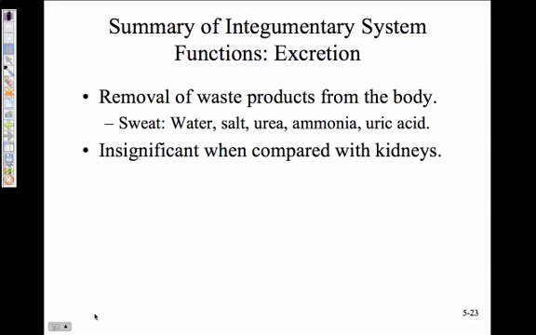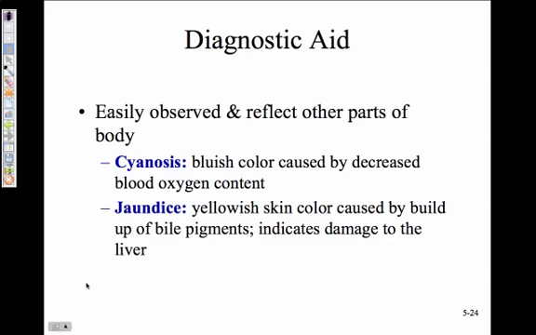Excretion is the removal of waste products from the body. Sweat is a mixture of water and salt mainly, but it also has urea, ammonia, and uric acid. But really, when compared to the kidneys, waste production and excretion by the skin is very, very minor, because the kidneys do most of the waste excretion. And the skin can also be used as a diagnostic aid. You can easily observe it and it reflects conditions in other parts of the body.